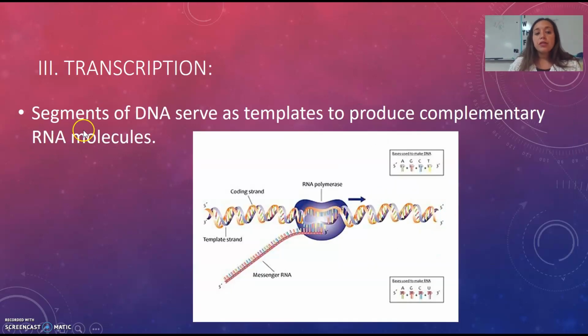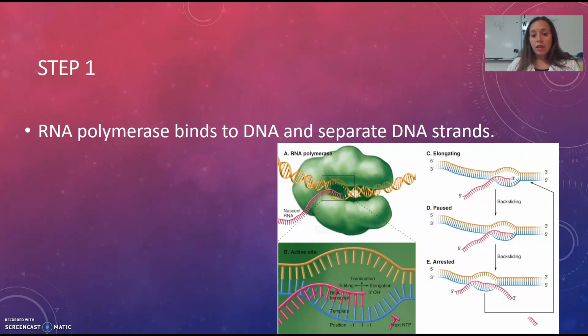All right, so transcription. Segments of DNA serve as a template to produce complementary RNA molecules. This is what you guys did yesterday in your foldable. This is what that diagram looks like, not flipped. So this is your RNA polymerase. Your DNA is going to come in and make your messenger RNA. So now we know it's not just RNA, it makes your mRNA.